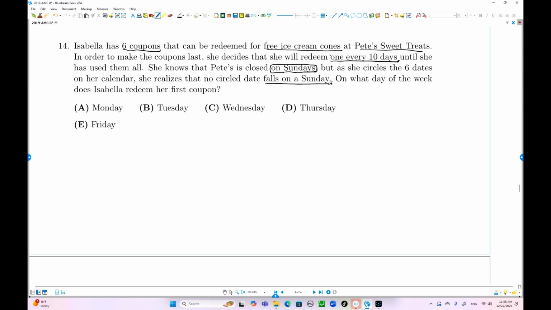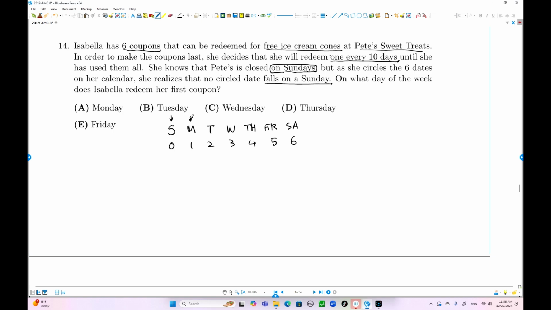On what day of the week does Isabella redeem her first coupon? Which is the first date? Monday, Tuesday, Wednesday, Thursday, and Friday, we have 5 options there. Maybe you can use modular arithmetic. Sunday, Monday, Tuesday, Wednesday, Thursday, Friday, Saturday are 0, 1, 2, 3, 4 and so on. When you divide by 7, Sunday has remainder 0, Monday has remainder 1, something like that. So we can check it out.